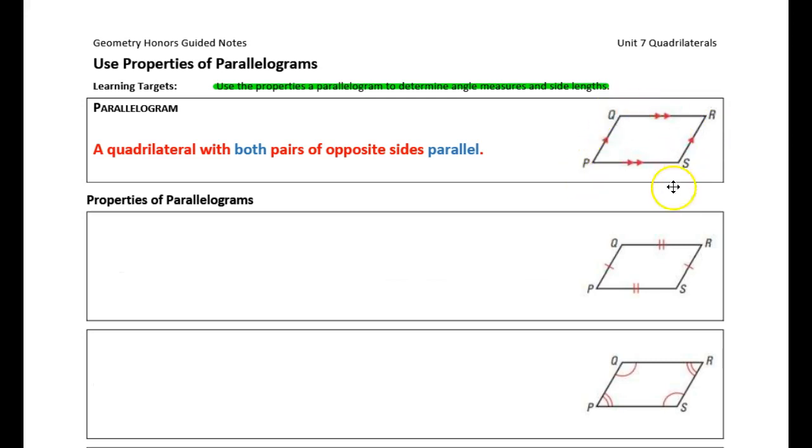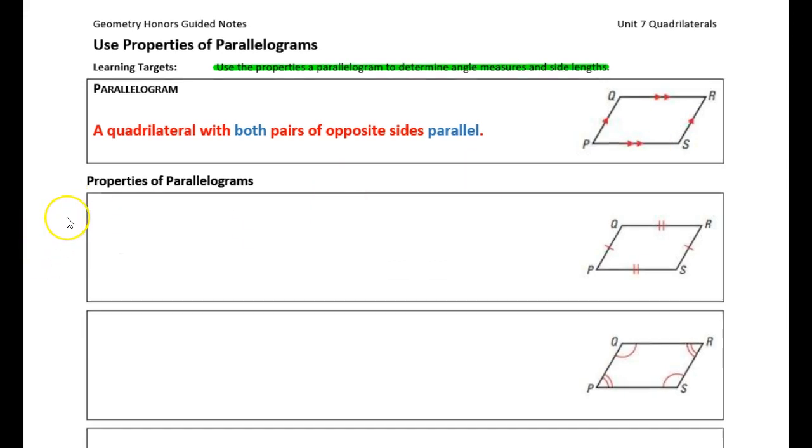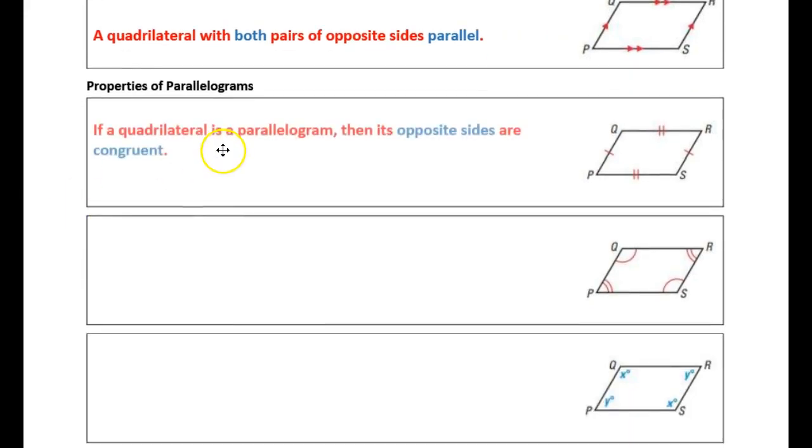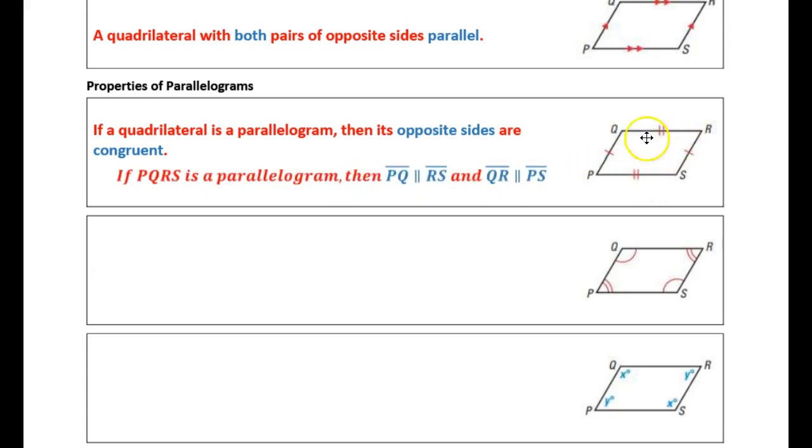So PQ and SR are opposite sides and they are parallel, and QR and PS are opposite sides and they are parallel. Once you know that you have a parallelogram, there are a few properties that go along with that. The first property is, if a quadrilateral is a parallelogram, then opposite sides are congruent. So for this parallelogram, it would mean that PQ and RS are congruent, and QR and PS are congruent.